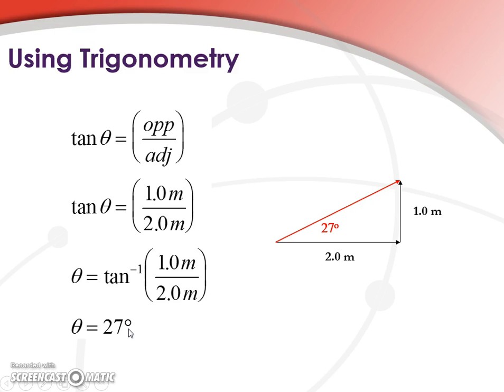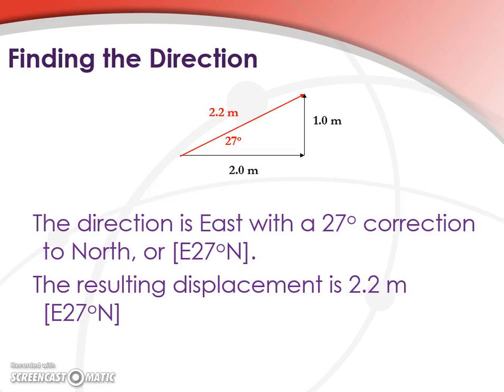We're not finished. We need to report this clearly, what we've got. And what we can say then is that the resultant vector, the result of adding together those two vectors, is a displacement of 2.2 meters, 27 degrees north of east. And the designation here, it would be equally appropriate to report north 90 minus 27 east. In other words, north 63 degrees east.